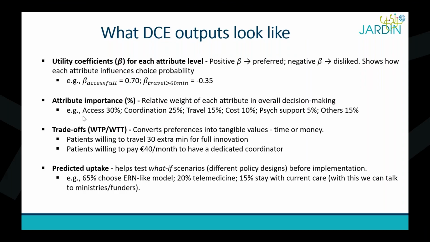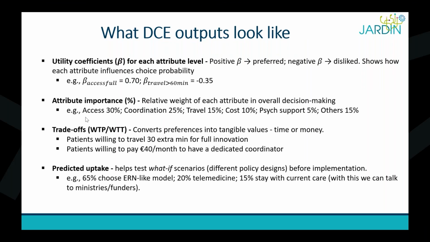And the other important metric is the willingness to pay and willingness to travel. For instance, we can convert the preference estimates, the utility coefficients, into something tangible, in terms of time or money, for instance. Okay, we could say like patients are willing to pay about this amount of euros per month in order to have, let's say, a dedicated coordinator compared to something else, or a baseline or a reference point.